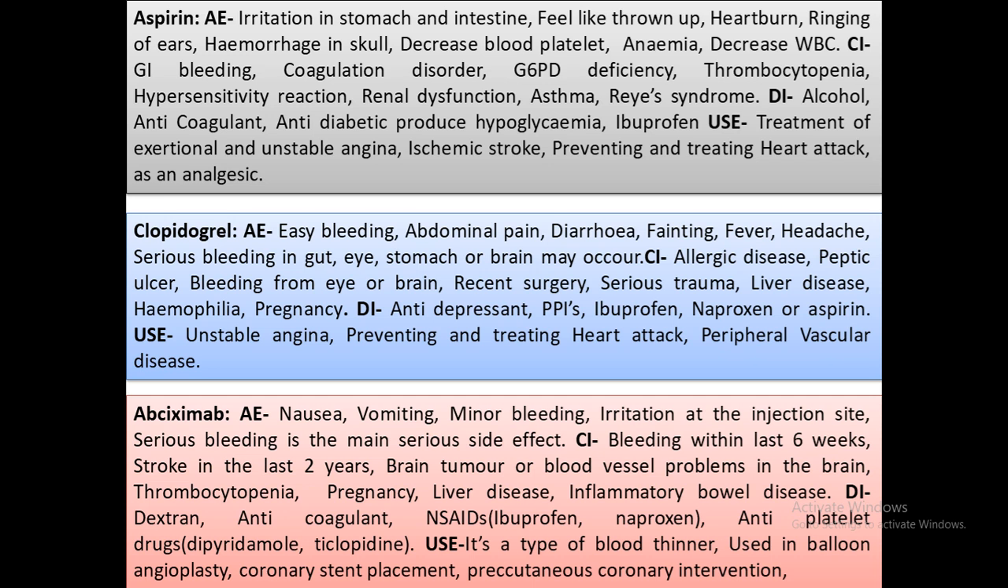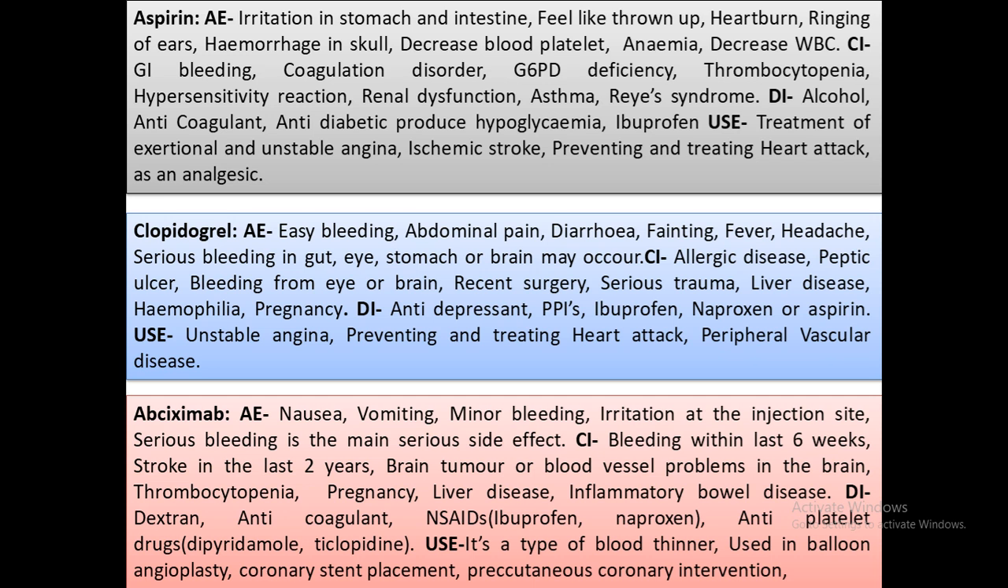Clopidogrel adverse effects: easy bleeding, abdominal pain, diarrhea, fainting, fever, headache, and serious bleeding in the gut, eye, stomach or brain may occur. Contraindications: allergic disease, peptic ulcer, bleeding from eye or brain, recent surgery, serious trauma, liver disease. Drug interactions: antidepressants, proton pump inhibitors, ibuprofen, naproxen or aspirin. Uses: unstable angina, preventing and treating heart attack, and peripheral vascular disease.